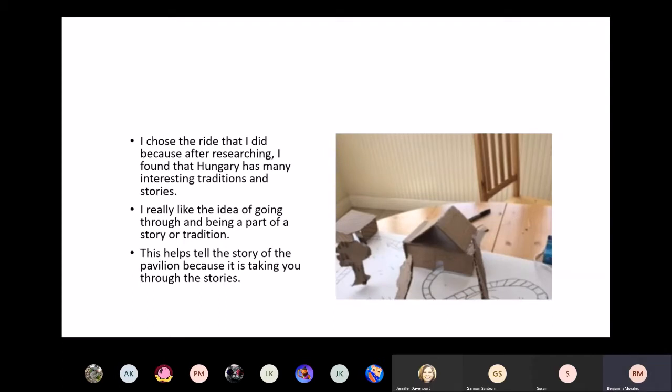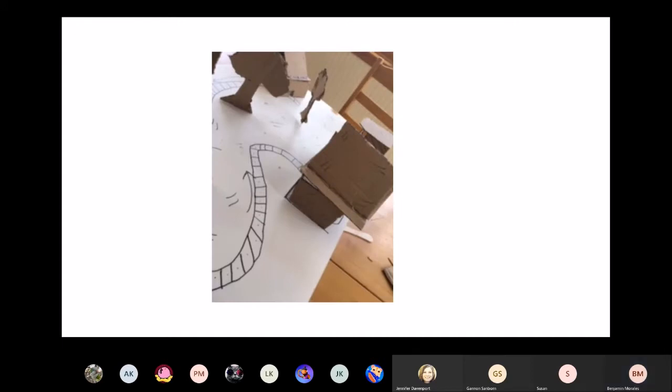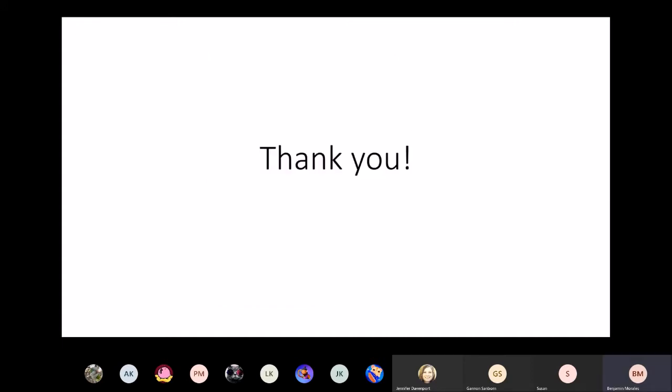I chose the ride that I did because after researching, I found that Hungary has many interesting traditions and stories and holidays. I really like the idea of going through and being part of a story or a tradition, and this helps tell the story of the pavilion because it's taking you and immersing you into the story. This is a picture of one of the buildings. Thank you.